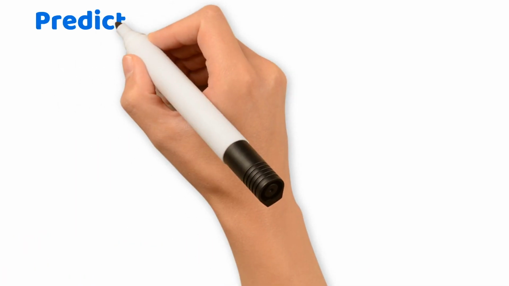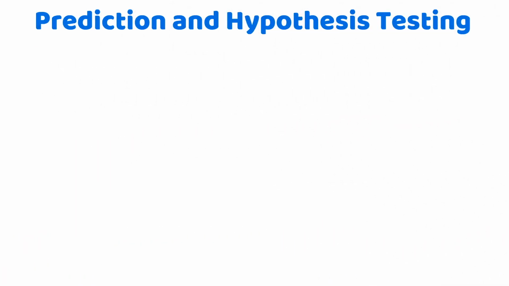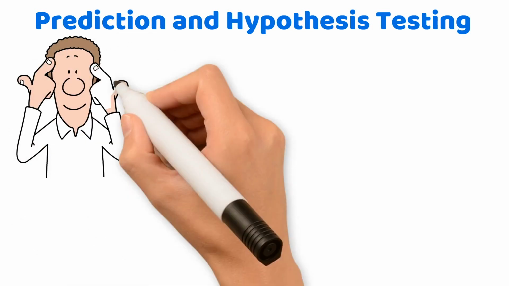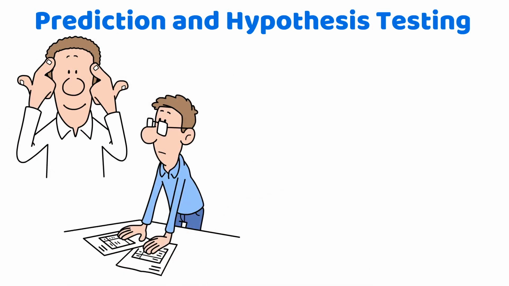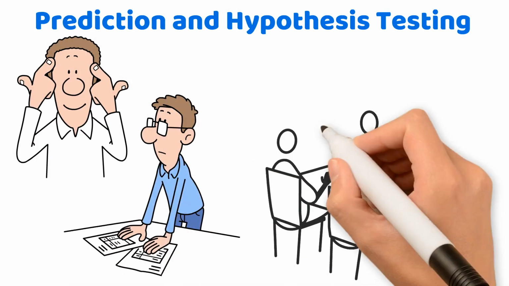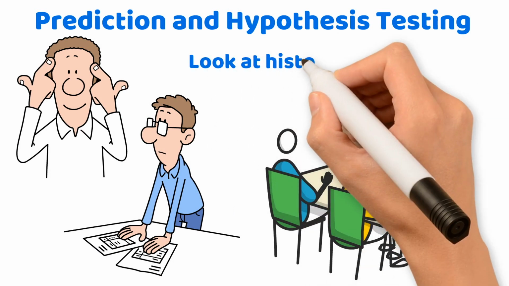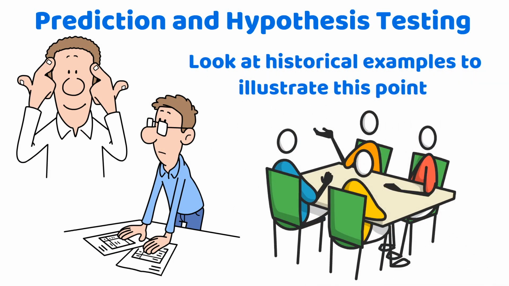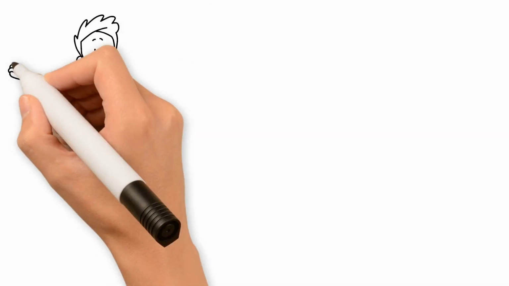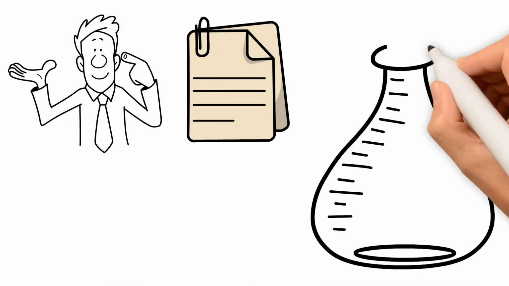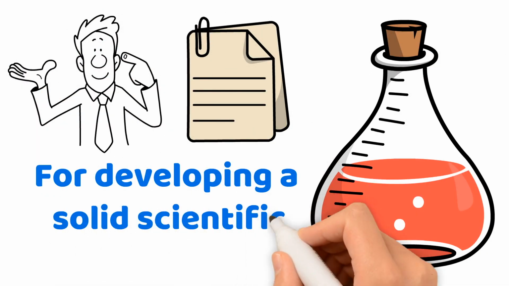Prediction and hypothesis testing. Prediction is a powerful tool in science used to test the validity of hypotheses. We'll discuss how accurate predictions strengthen theories and look at historical examples to illustrate this point. Understanding the predictive power of hypotheses and their testing is crucial for developing a solid scientific argument.